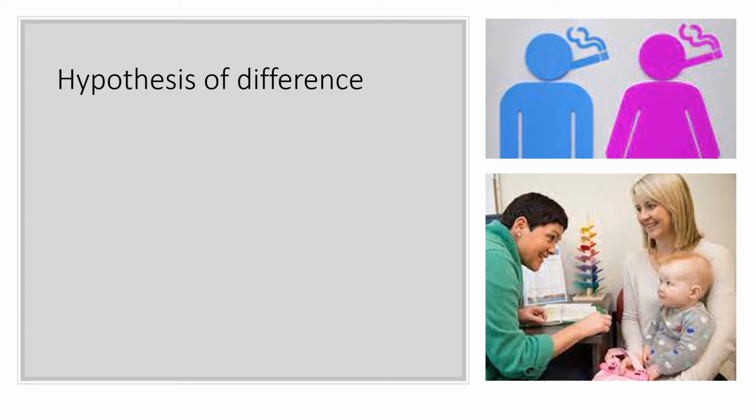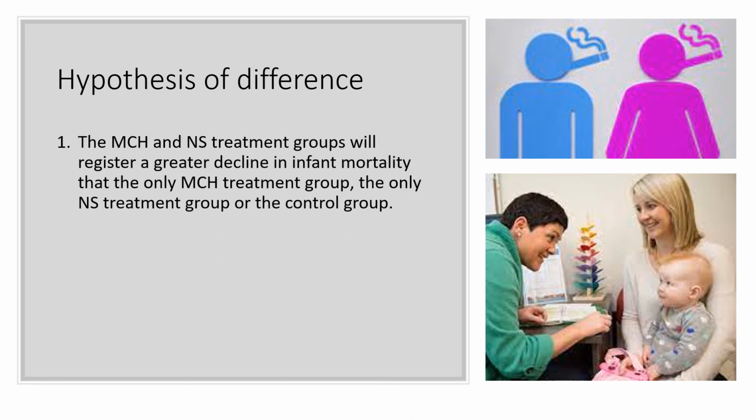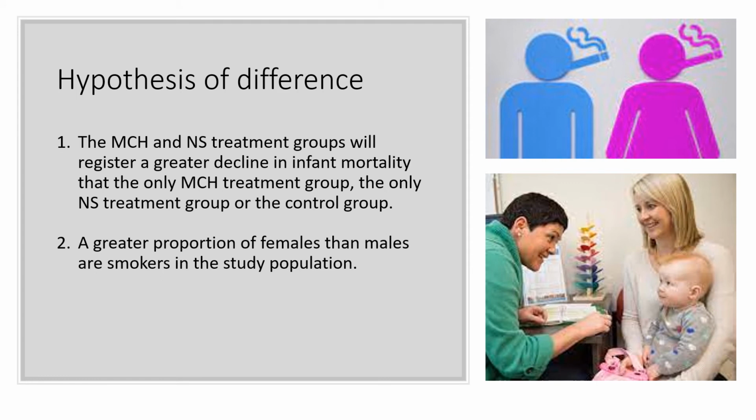The second type of hypothesis is called the hypothesis of difference. This is the second hypothesis in each example, implying that there is a difference either in the extent of the impact of different treatment modalities on infant mortality or in the proportion of male and female smokers among the population, though the extent of the difference is not specified. A hypothesis in which a researcher stipulates that there will be a difference but does not specify its magnitude is called a hypothesis of difference.